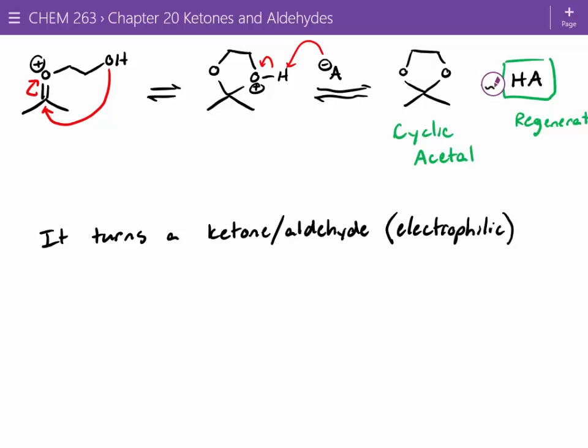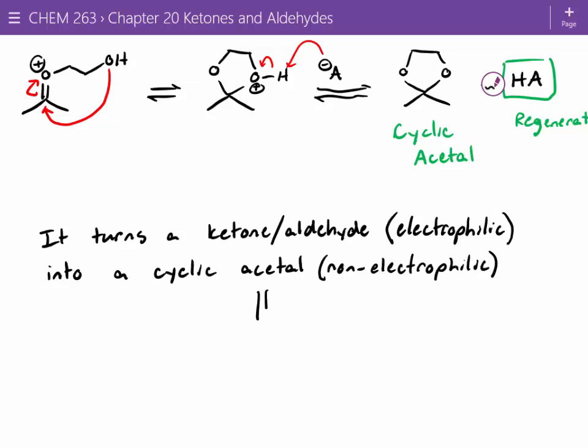We will. All right, so it turns a ketone or an aldehyde, which is electrophilic, into a cyclic acetal, which is non-electrophilic. Which means it's a protecting group for ketones and aldehydes.